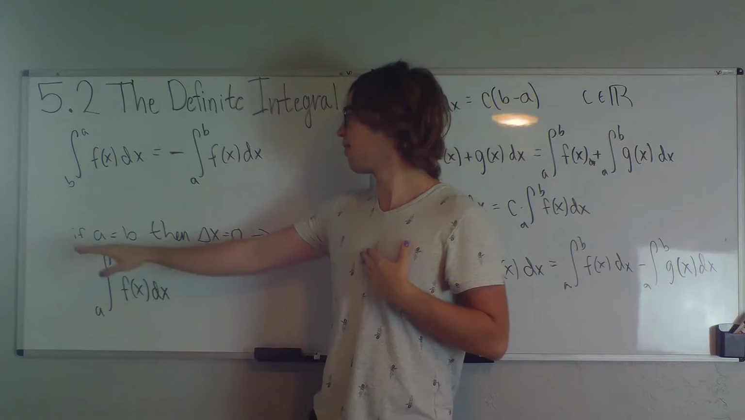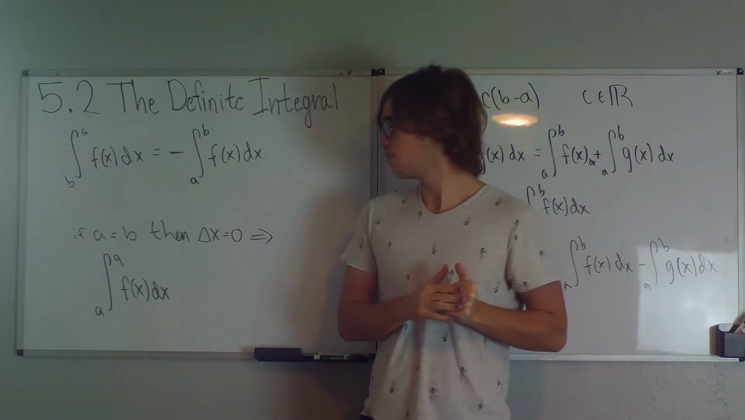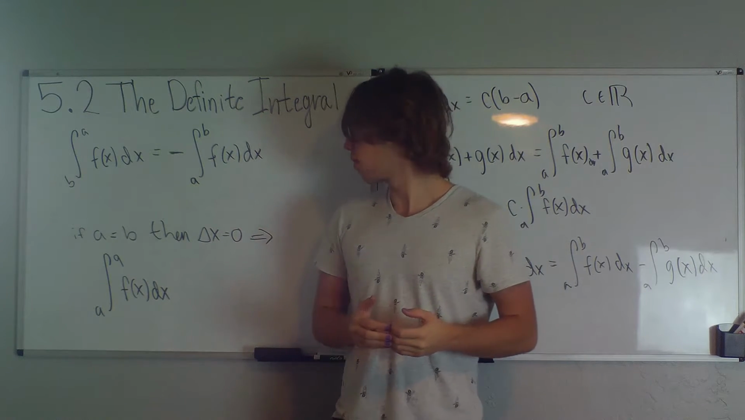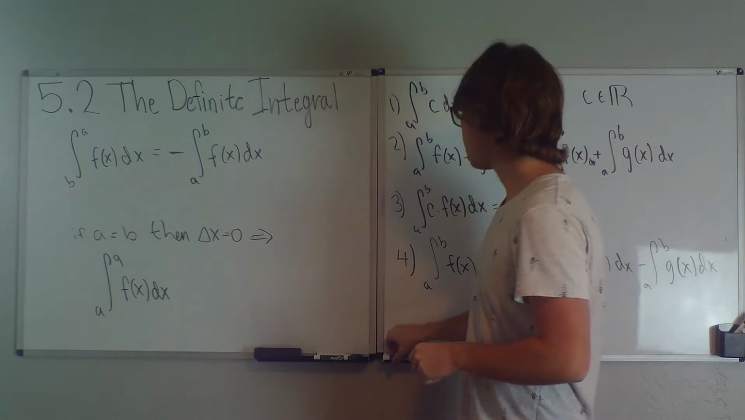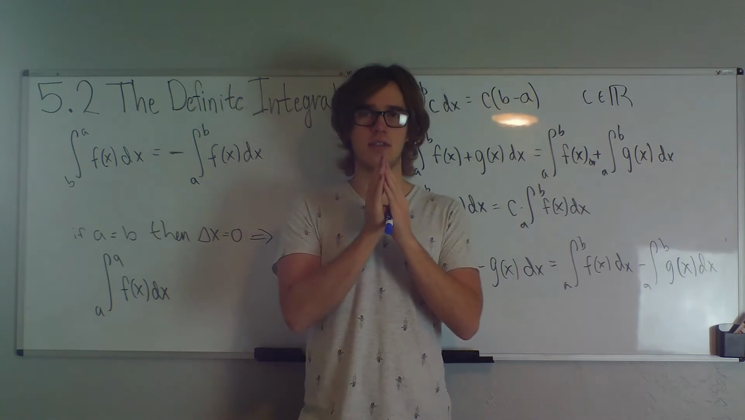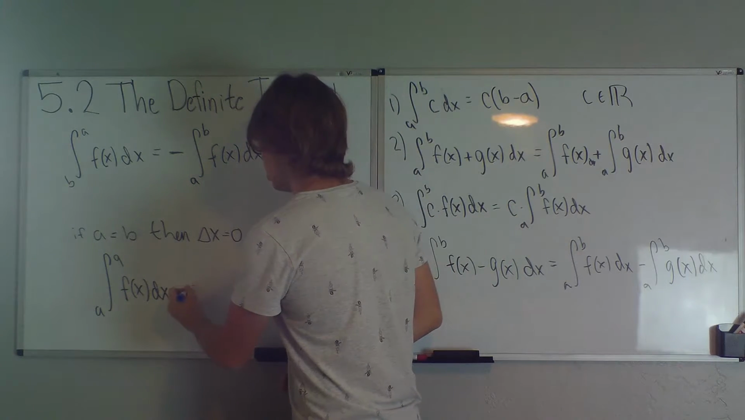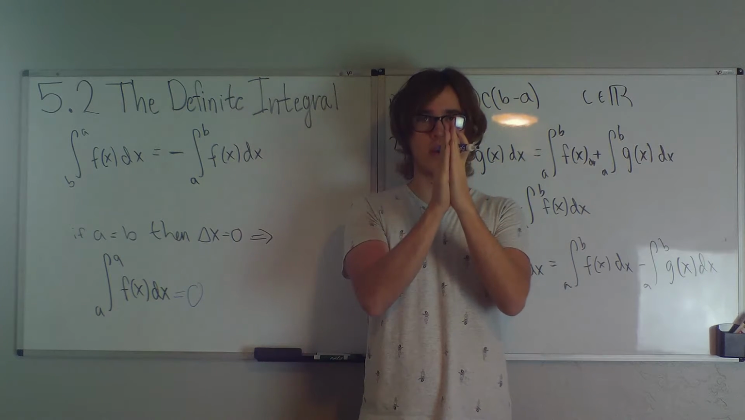And then let's say if a equals b, then our delta x is equal to 0. So what does that imply? Well, that implies that our integral is just from a to a. But what is the answer? Well, think about this. If our delta x is 0, then it makes sense that this is equal to 0, right? Because you're not getting any area because there's no width.